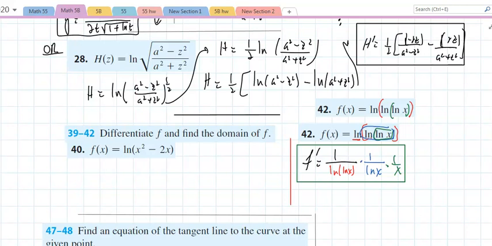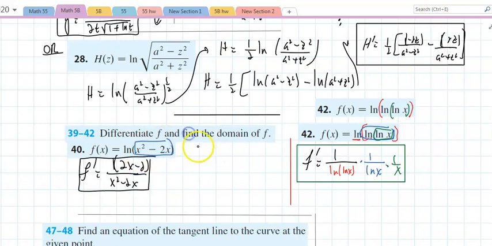And if I look at number 40, if I take a derivative, that is 1 over x squared minus 2x times 2x minus 2. They say find the domain of f. So, okay, this is the derivative. That's calculus. Find the domain of f. Domain of f would be the argument must be bigger than 0, right?